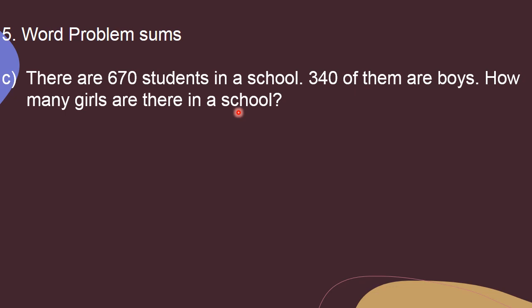ओके, सो बेटा here we have given total number of students and that is 670. So first of all we will write places ones, tens and hundreds, then 670, then 340 boys we have given. Okay, and we have to find out the number of girls. तो number of girls निकालने के लिए we have to subtract. So let's start from our ones place.